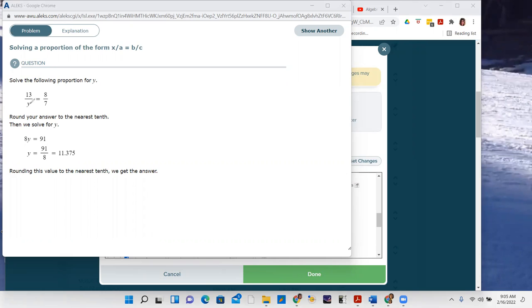Right, so notice here the y is in the bottom. And so we can multiply the y times the 8 and then the 7 times the 13. Okay, so that's how they got the 8y equals 7 times 13 is 91. And then divide both sides by 8.